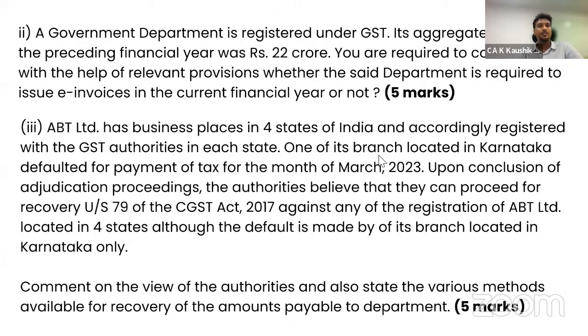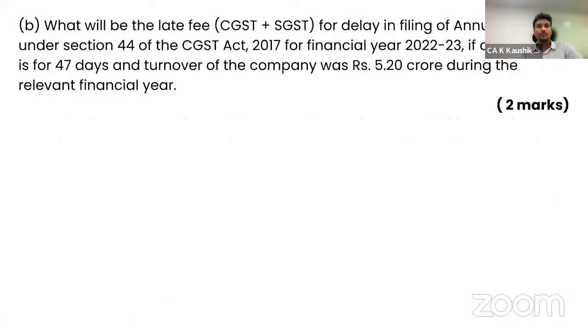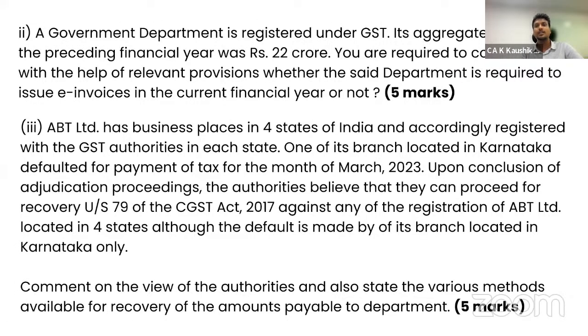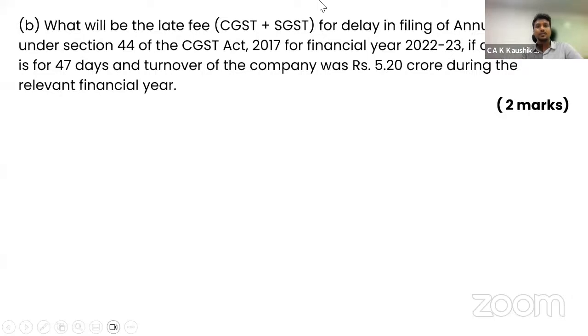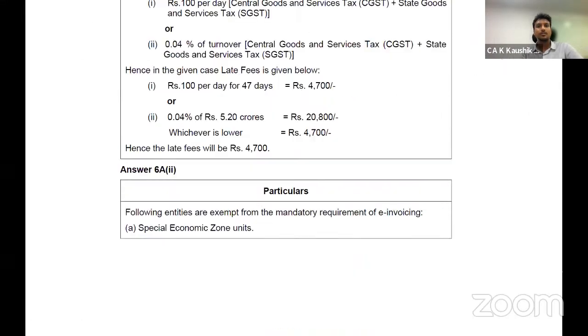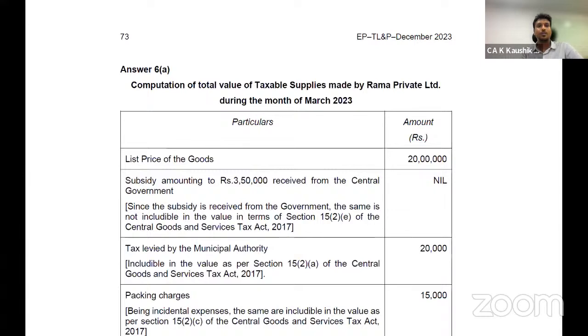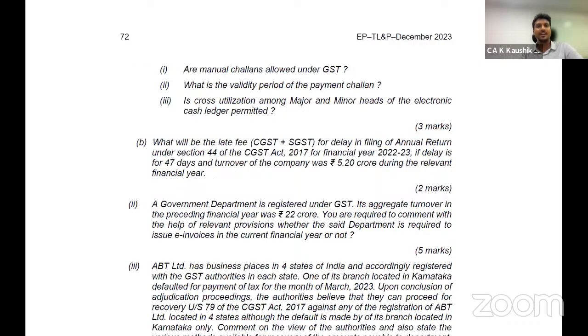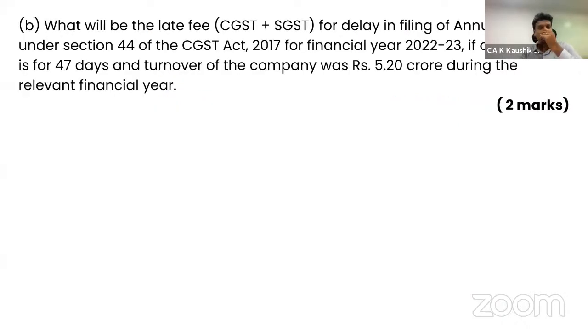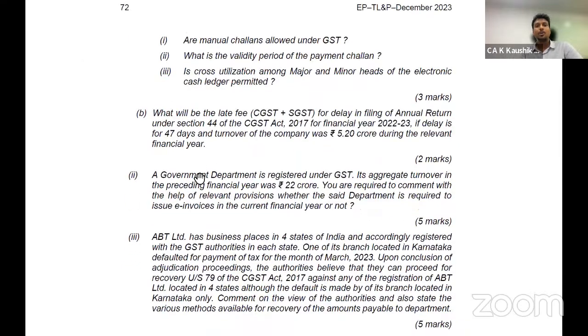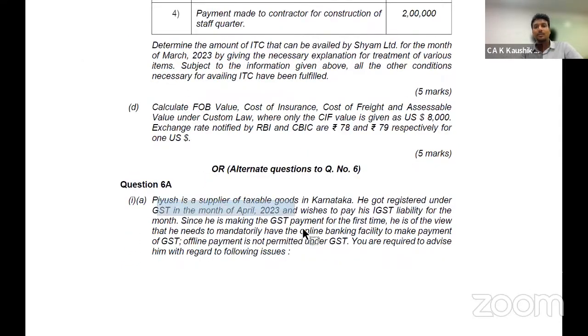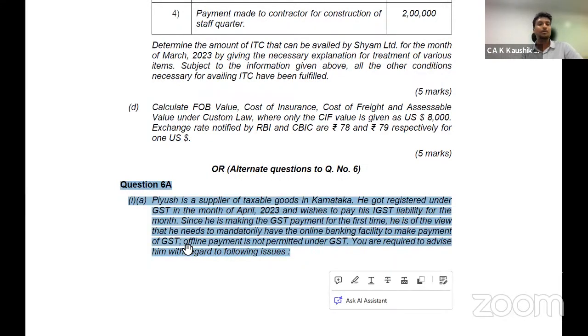Now let us proceed to Part B. Now this is the question that we have: 6B, 1A and 1B. Two questions are there. One is 3 marks and one is 2 marks. So what is the 3-mark question? What are they asking? Piyush is a supplier taxable in Karnataka. He got registered under GST in the month of April 2023 and wishes to pay his IGST liability for the month.